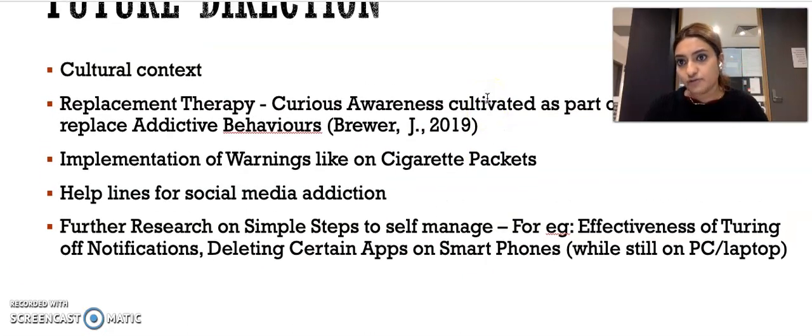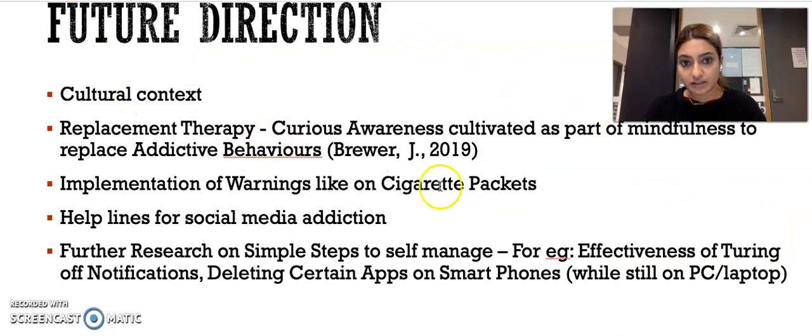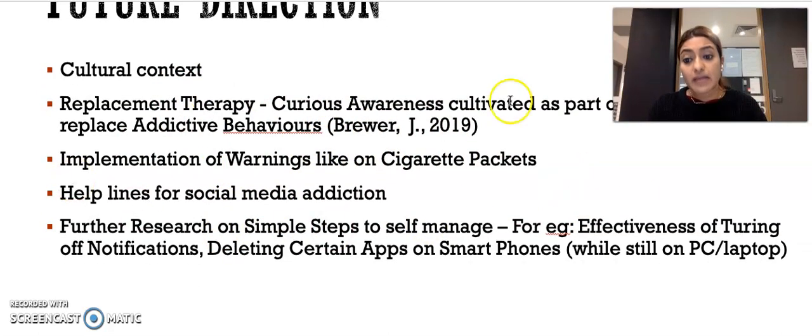So in terms of the actual future direction, greater cultural context, replacement therapies could be researched further, warnings implemented similar to warnings on cigarette packets. Helplines could be established, just like helplines for gamblers.